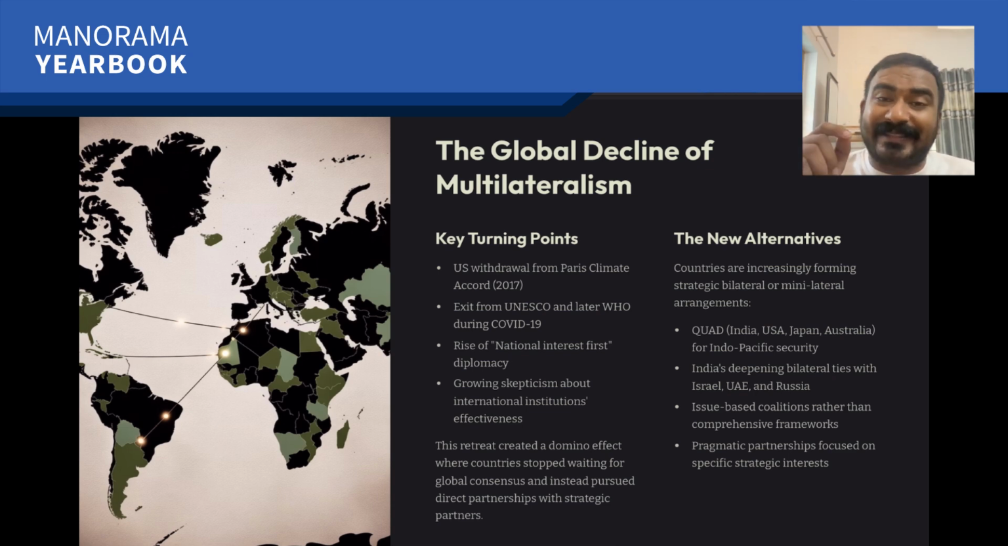So this attitude has created a domino effect. Countries are no longer waiting for consensus in slow-moving multilateral platforms. Instead, they are forming strategic bilateral or mini-lateral partnerships, where a few like-minded countries coordinate directly, bypassing the larger institutions. One of the major examples is the Quad, the Quadrilateral Security Dialogue, between India, the United States, Japan and Australia. They focus on Indo-Pacific security, along with India's deepening bilateral ties with nations like Israel, the United Arab Emirates and Russia.